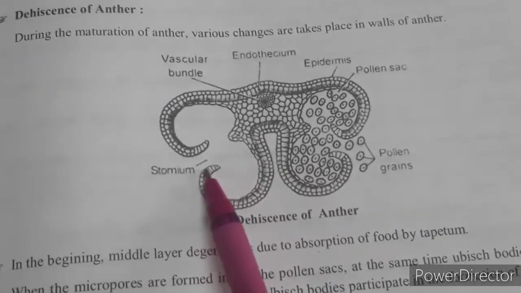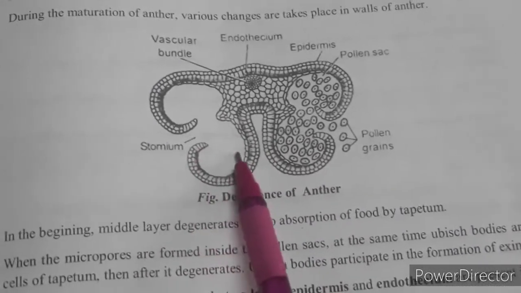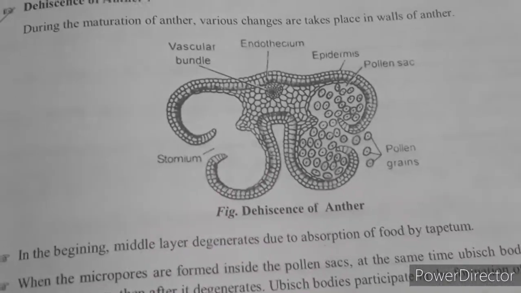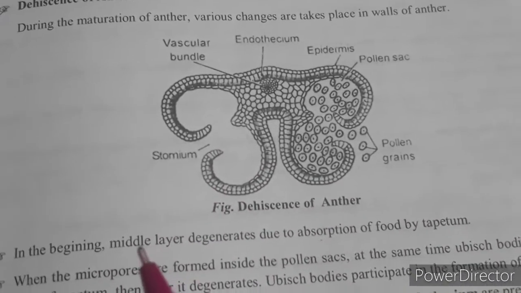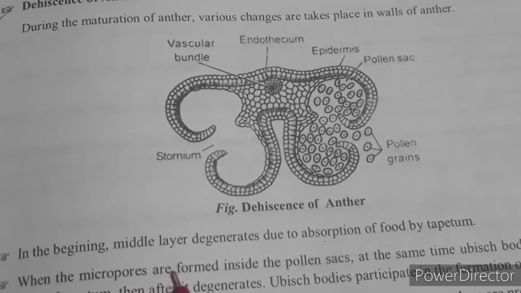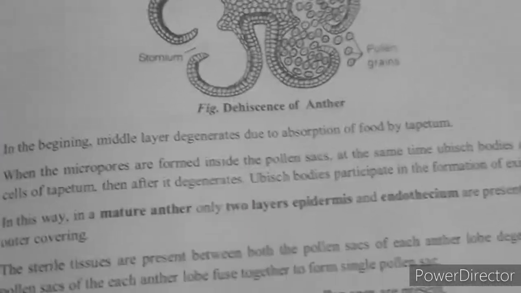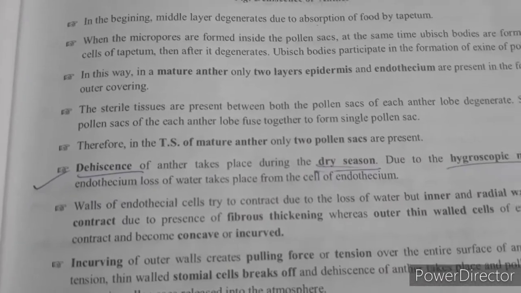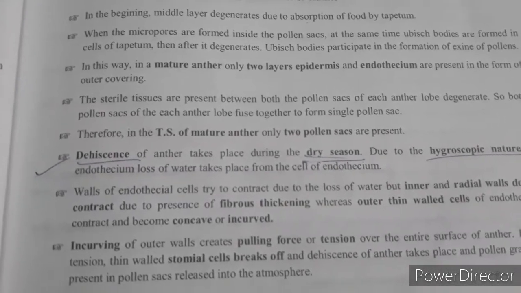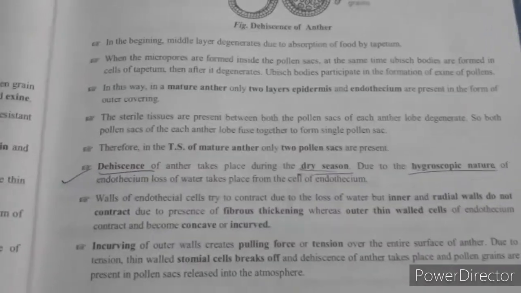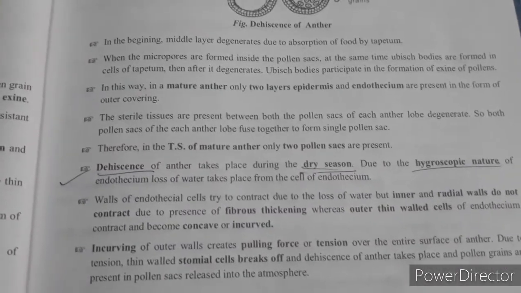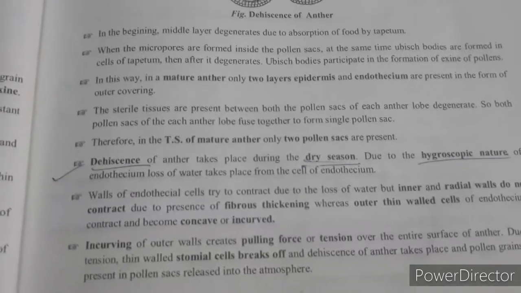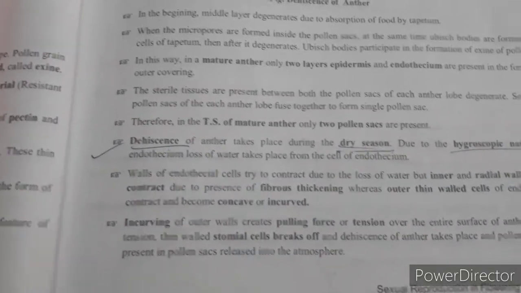And why has this opening happened? The reason for the opening is the endothecium cells and the epidermal cells. We know that the endothecium cells have a fibrous layering on them, and the fibrous layers are hygroscopic in nature. Usually the anther opens up only during the dry season, and that too when the incurving of the cells along the stomium happens.